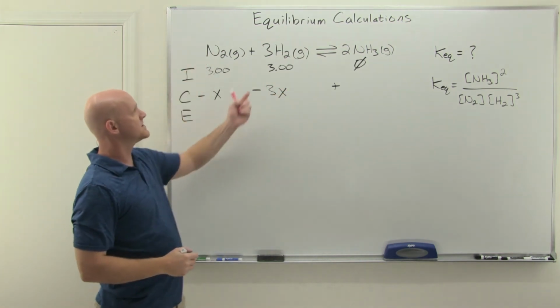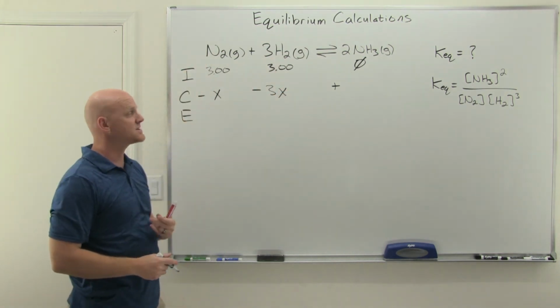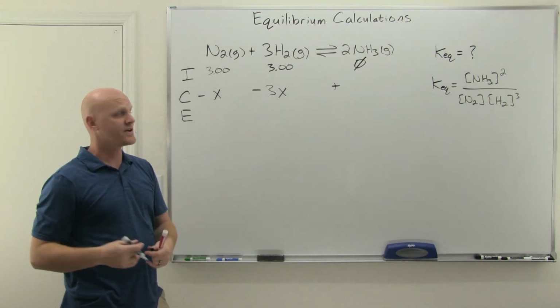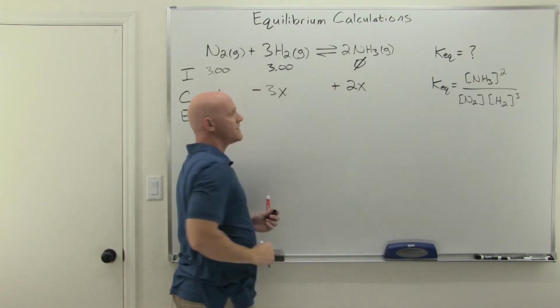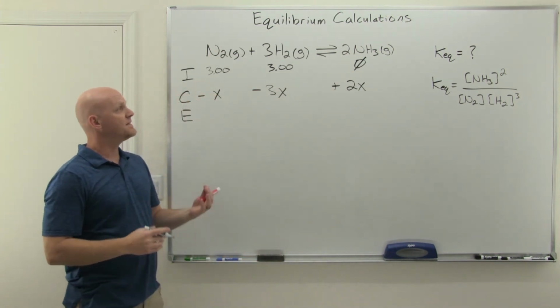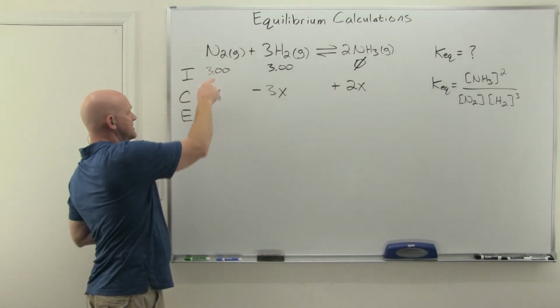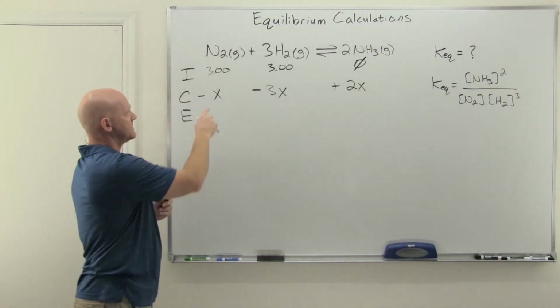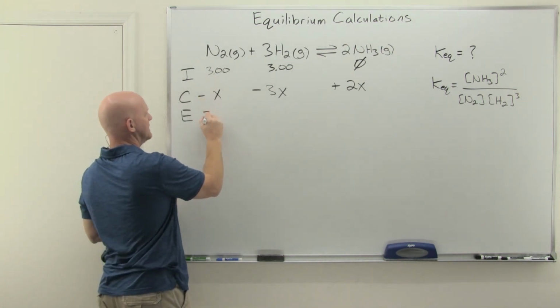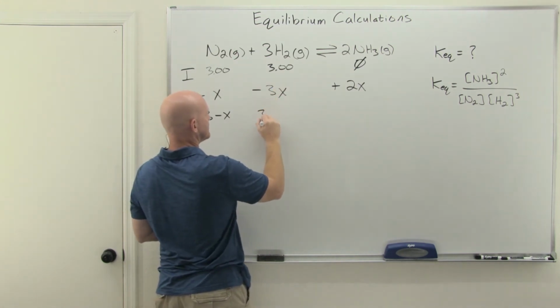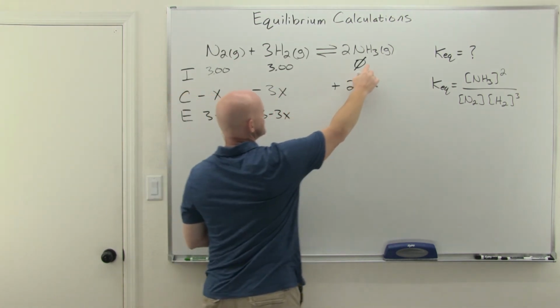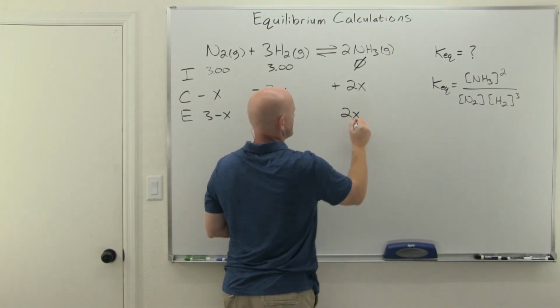Every one N2 is going to react with 3 times as many H2, so it's going to be lost in a 3 times greater quantity. And then plus 2x on the product there with a coefficient of 2. And there's our changes. And if we just do our initial plus our change, we'll get the equilibrium value. So here 3 plus a negative x is simply 3 minus x. Here, 3 plus a negative 3x is 3 minus 3x, and here 0 plus 2x is 2x.